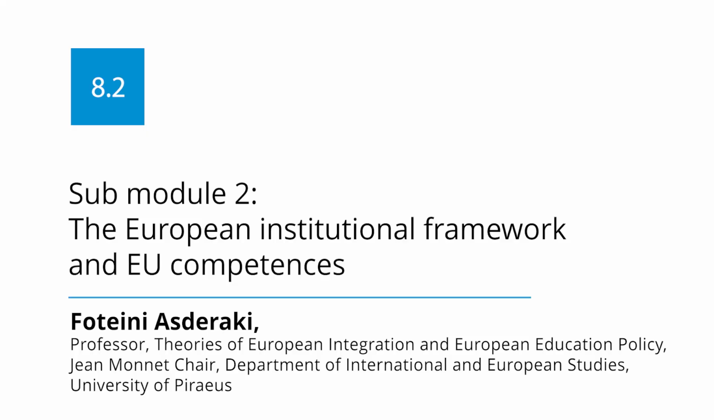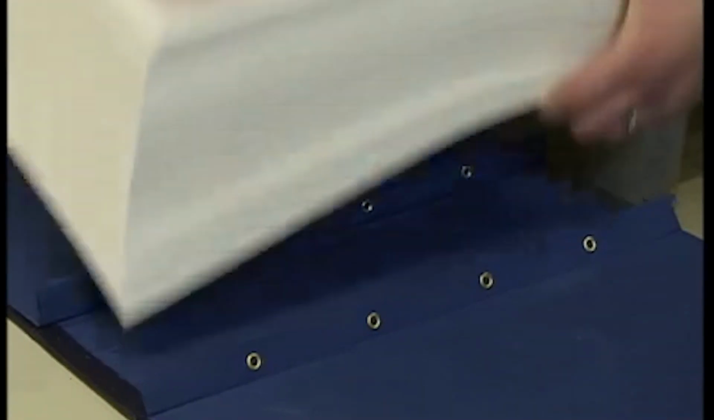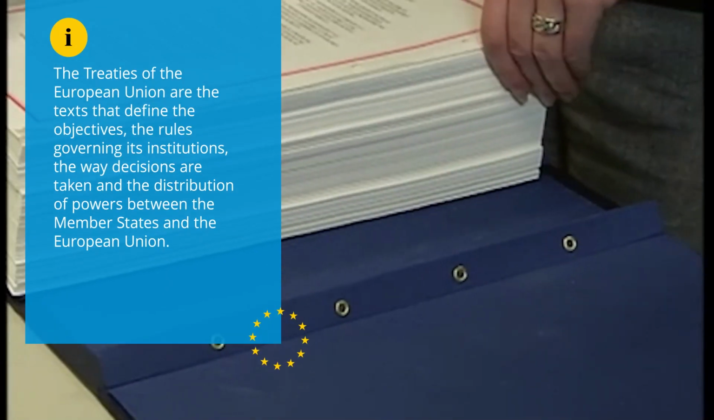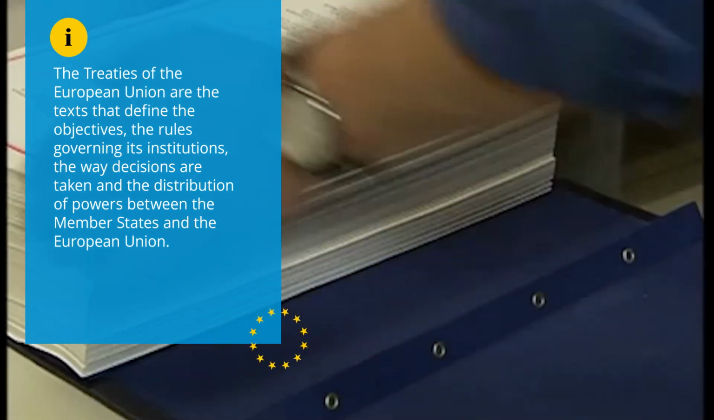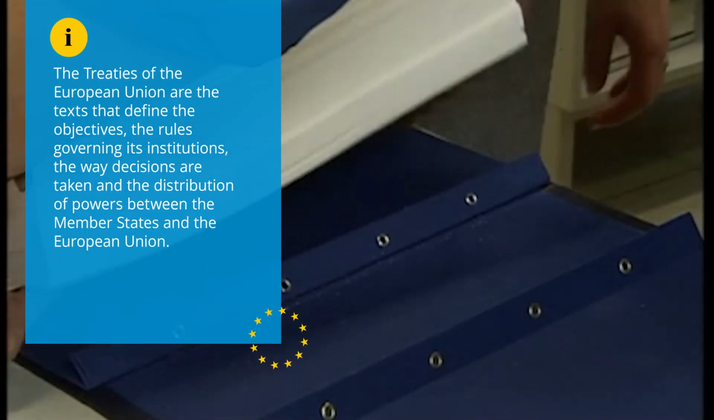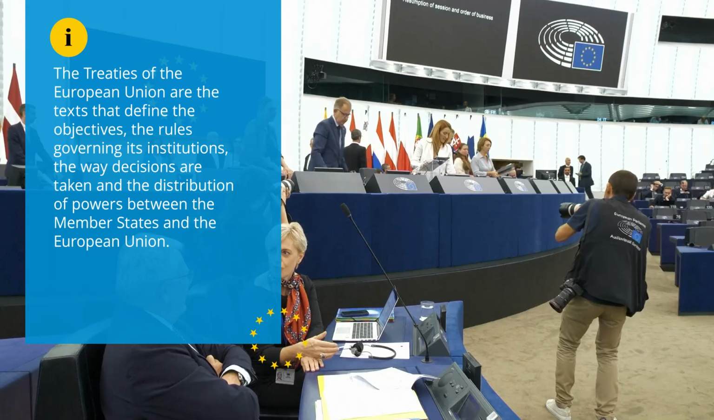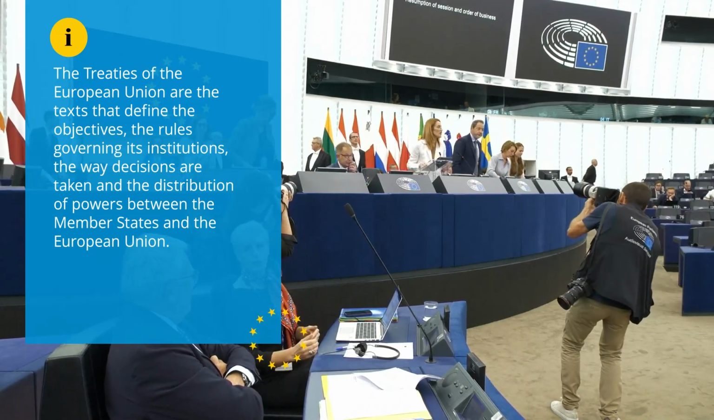Module 2, the European Institutional Framework and EU competences. The treaties of the European Union are the texts that define the objectives, the rules governing its institutions, the way decisions are taken, and the distribution of powers between the member states and the European Union.